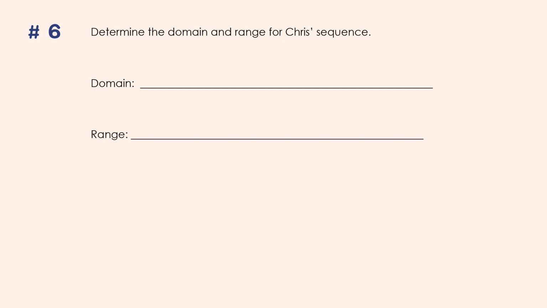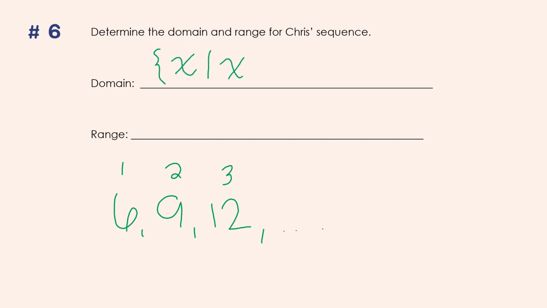So now we're going to do the domain and range for Chris's sequence. Just as a reminder, his sequence was 6, 9, 12, and so on. So to do the domain, domain is x, and domain represents the index or the position of each number. So with a sequence, 6 is the first term, 9 is the second term, 12 is the third term, and so on. So our domain is going to be x such that x equals 1, 2, 3, and so on.